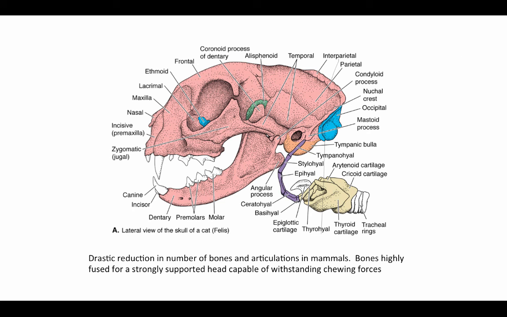And we see this throughout the mammalian skull. So this is an example of a cat skull, and all of the bones are very highly fused. The skull forms this really nice solid dermal bone shield that protects the entire head and provides that stability needed with chewing. So there is a drastic reduction in the number of bones and articulations in the skull in mammals. The bones are highly fused for a very strongly supported head, capable of withstanding chewing forces.